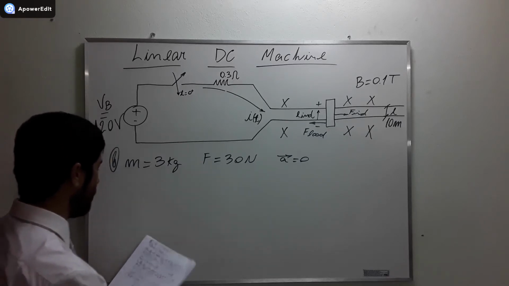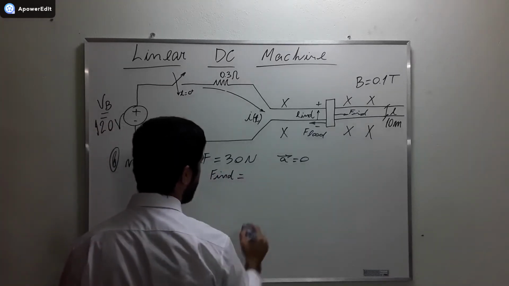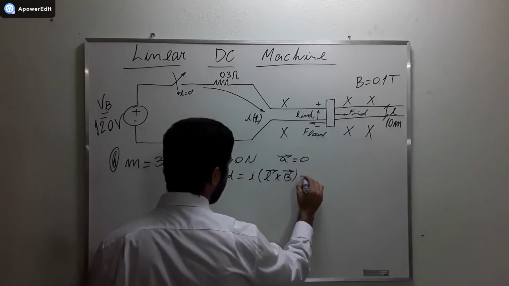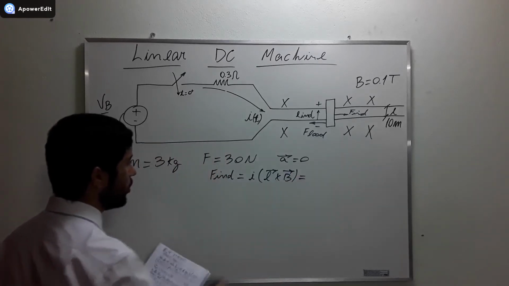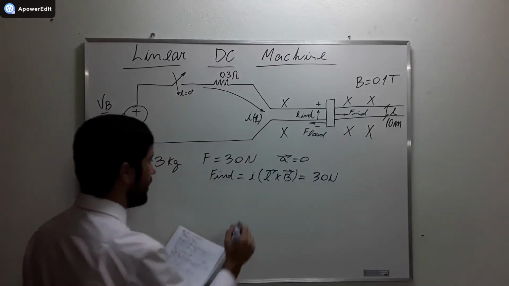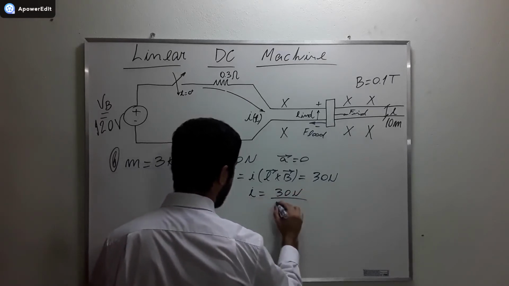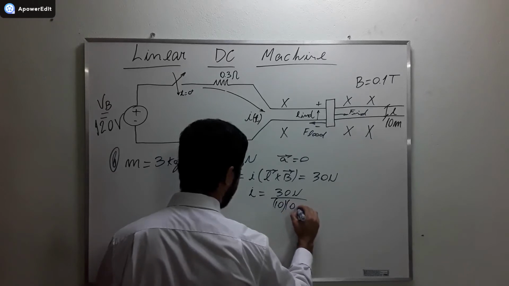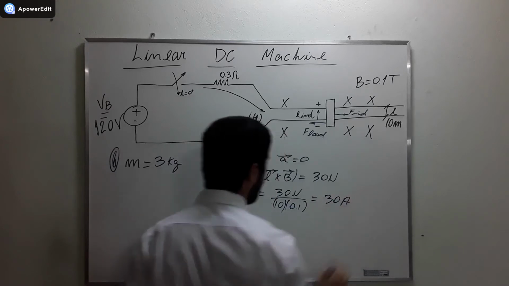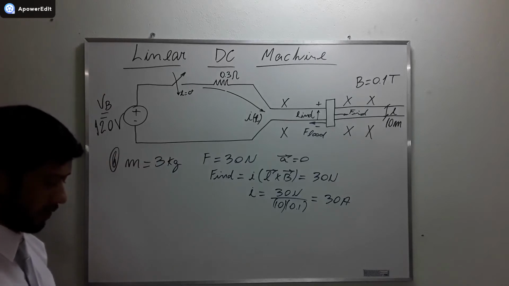And when it happens, we know that the induced force, which is equal to I L cross B, has to be equal to 30 newtons. Okay? And if we divide this 30 newtons by 10 and 0.1, we get the current of 30 amperes. Alright, this is the current that the machine is going to consume at steady state.